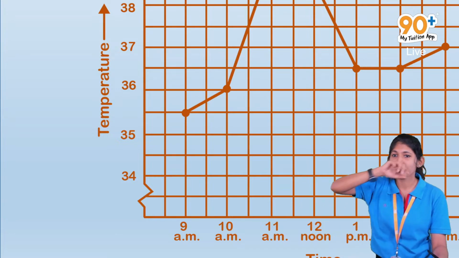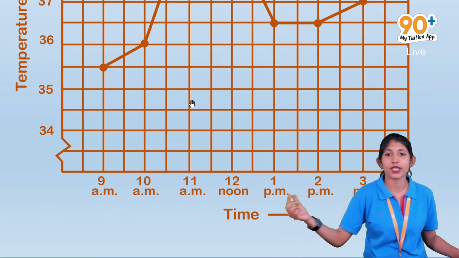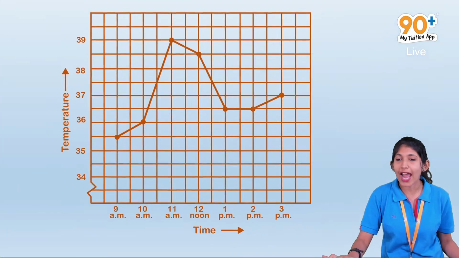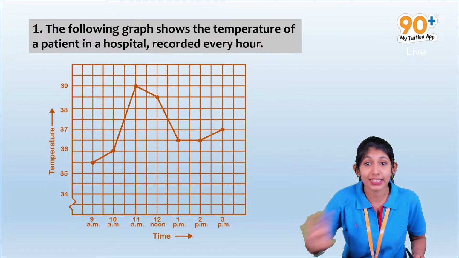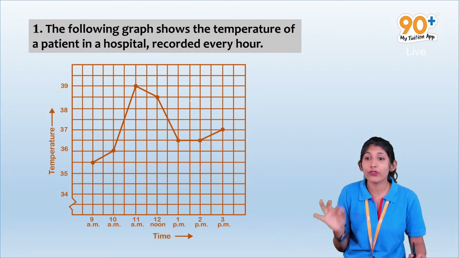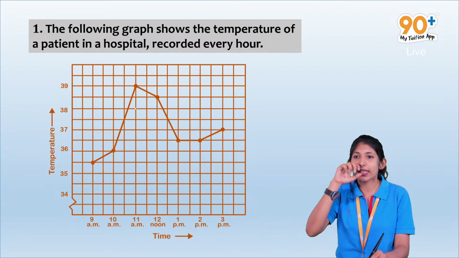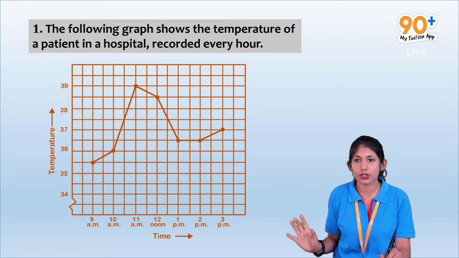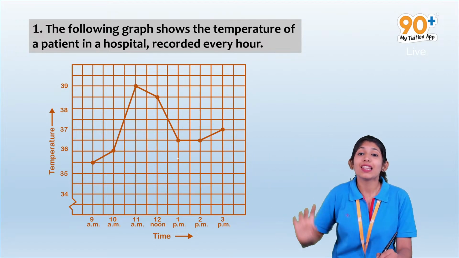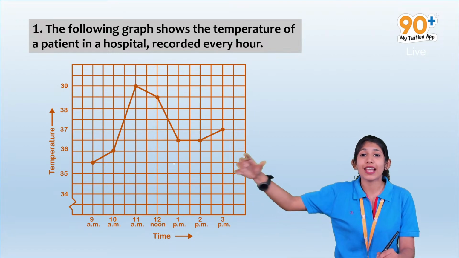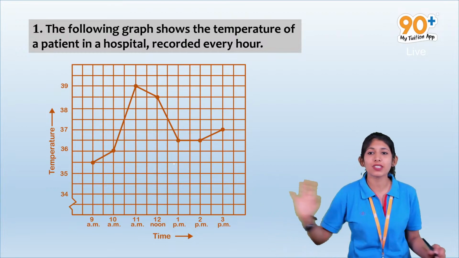So within different time ranges, 9 a.m., 10 a.m., 11 a.m., 12 noon, 1 p.m., 2 p.m., it is recorded every hour, not each and every minute. At 9 a.m. they have recorded, at 10 a.m. they have recorded, 11, 12, 1, 2 and 3. And they have just joined all these points. So this is a line graph.